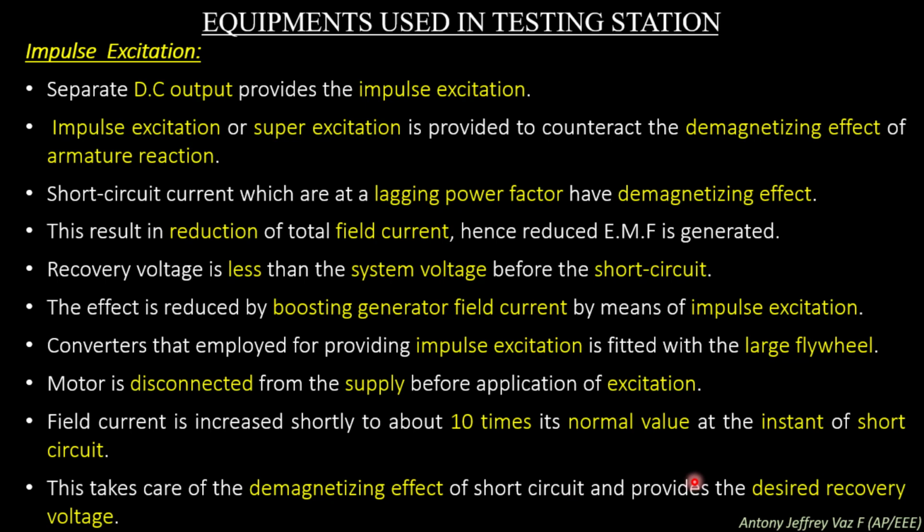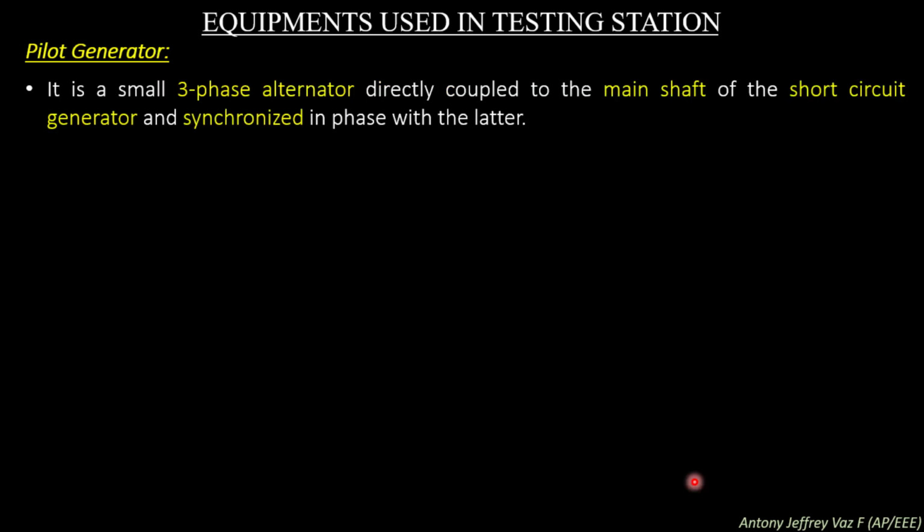So, the impulse exciter will give 10 times the higher value of impulse current to the field of the system, that is the generator, and helps us to reduce the demagnetizing effect and provides the desired recovery voltage to the circuit under test.